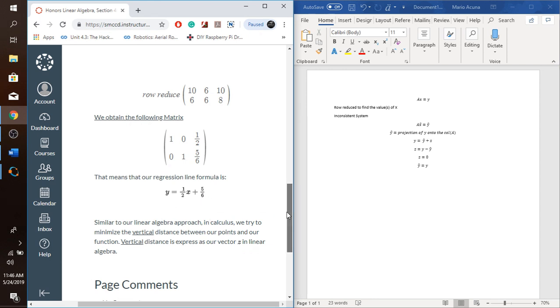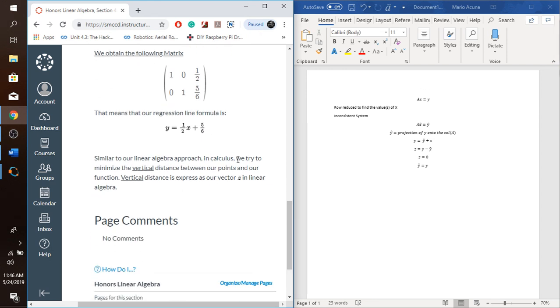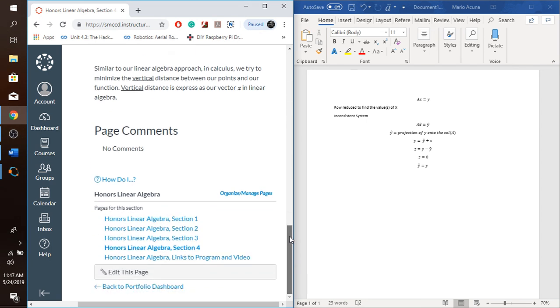And as I said before, we try to minimize the vertical distance between our points and our functions, which in linear algebra we actually express with a vector c. So we're pretty much doing the same as in linear algebra.